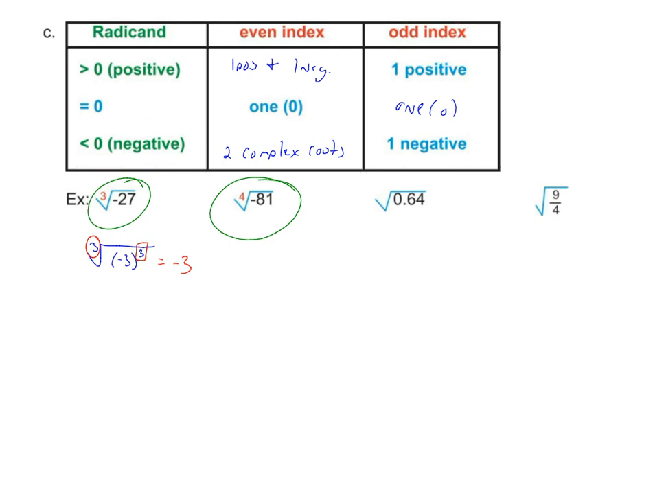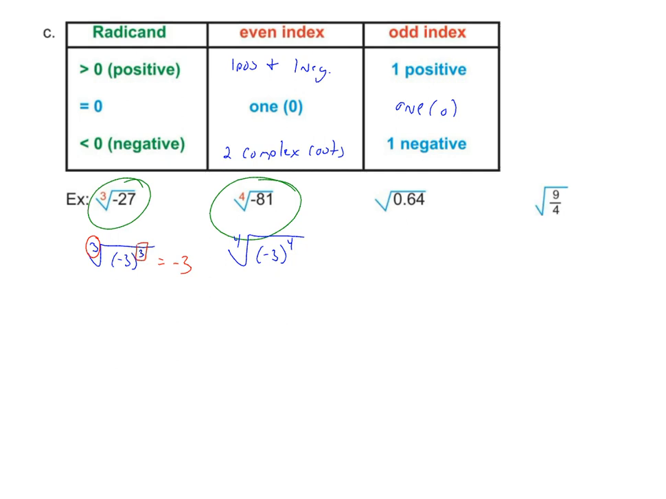All right, let's look at the second example. Now we have a negative radicand and an even root. So again, I'm going to do the same thing. I'm going to factor this for clarity's sake. So a negative 81 is a negative 3 times negative 3 times negative 3 times negative 3. It's negative 3 times itself 4 times.